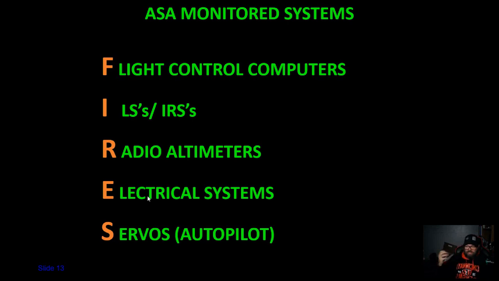Basically, all the servos that the autopilot uses to move flight controls are being monitored at this particular time. So that is your 18 different systems that the ASA monitors. If we have one failure in one autopilot, that will take us from a Cat 3 FO to a Cat 3 FP. And then after, I could pretty much lose that entire autopilot system.